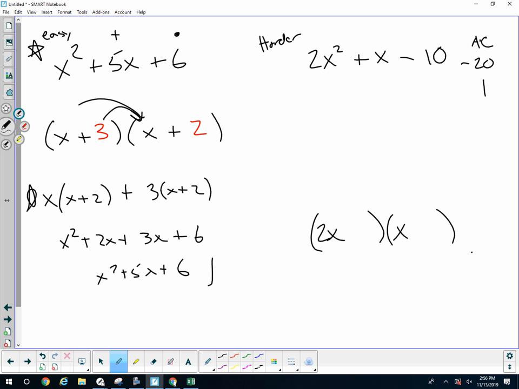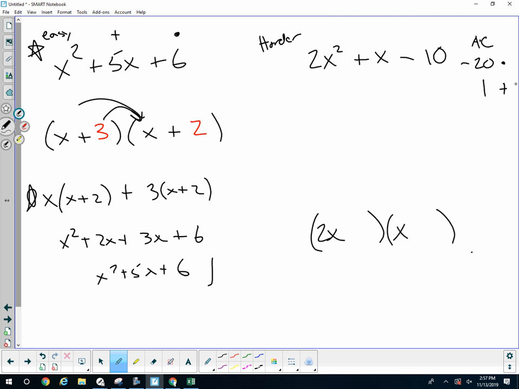Okay, so this is negative 20. I will now find two numbers that multiply to get negative 20 and add to get 1. Who can tell me those two numbers? Mr. Sripala? Negative 5 and 4, almost correct, but not correct. Negative 4 and 5 is correct.